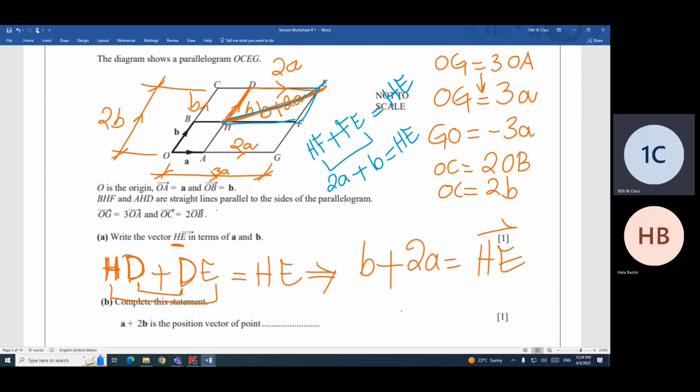The most important thing is that I know the way I'm going to choose: all the lengths, the magnitudes, and the directions are known for me. Okay? Let's move to the next.